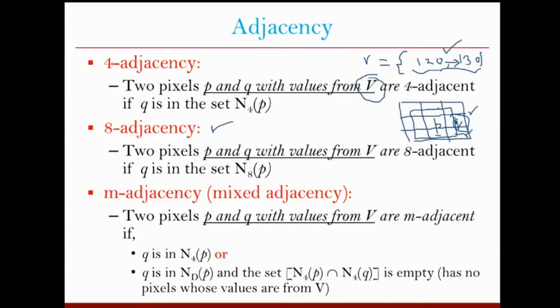The intensity of P is also coming from V, and the intensity of Q is also coming from V. Now there's a new kind of adjacency that we defined here. It's called the mixed adjacency, and let us see how it is defined. Given 2 pixels P and Q, whose intensity is coming from V, they will be called M adjacent if either of these 2 conditions is satisfied.